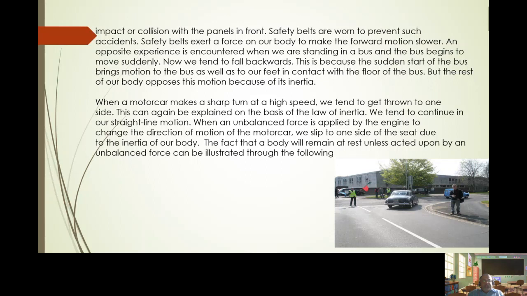one side. This can again be explained on the basis of the law of inertia. We tend to continue in our straight line motion when an unbalanced force is applied by the engine to change the direction of the motion of the motor car. We slip to one side of the seat due to inertia of the body. This fact that the body will remain at rest unless acted upon by an unbalanced force can be illustrated through the following.